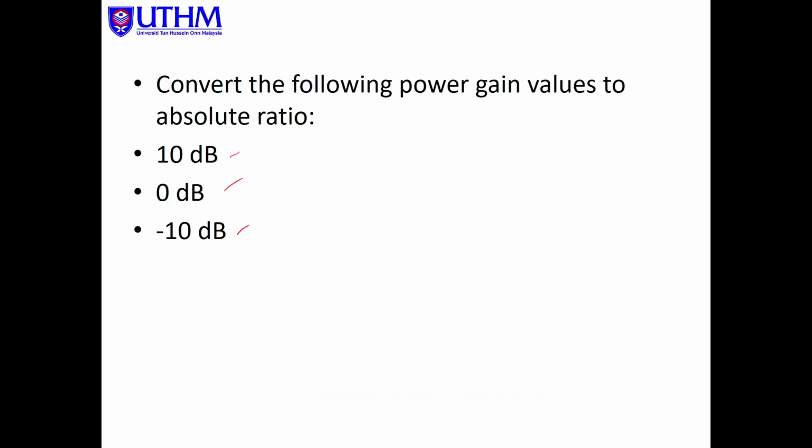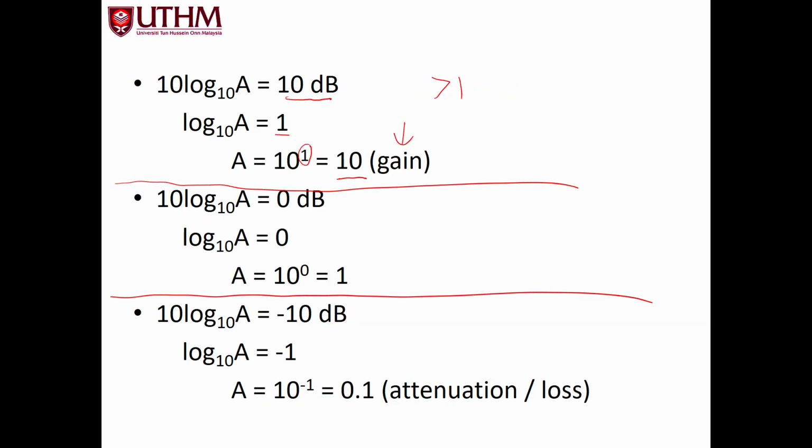So ini yang tadi, yang ke 0 dB. So how to convert this into absolute value? 10 log A is 0 dB. Divide with 10, so you get 0. Okay, and then anti-log of 0, you get 1. This is in terms of absolute value. Tidak ada unit.